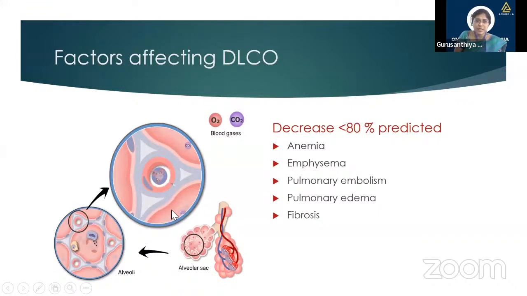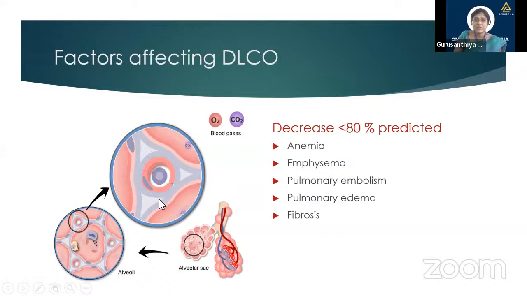When there is less hemoglobin in the blood, as in the case of anemia, again the DLCO is going to be less than 80% predicted. When there is damage to the airways, so that there are no distal alveolar sacs in the lower area, as in COPD and emphysema, then again you are going to land up with a decreased diffusion capacity. Anemia is going to decrease it, whereas polycythemia is going to increase the DLCO.